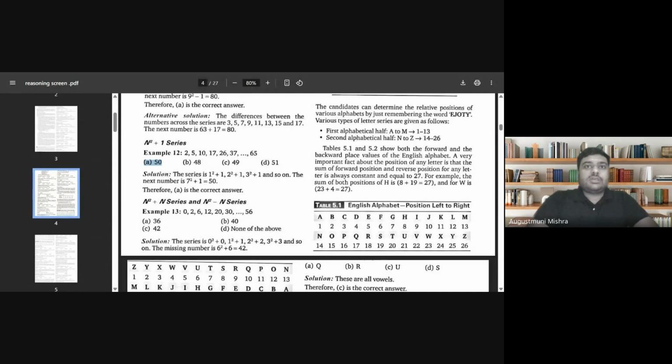Thank you so much. So after that, we have to follow the n square plus n series and n square minus n series. Okay, because this is a mixed pattern of that solution of that question. So like here the question is 0, 2, 6, 12, 20, 30, blank, then 56.